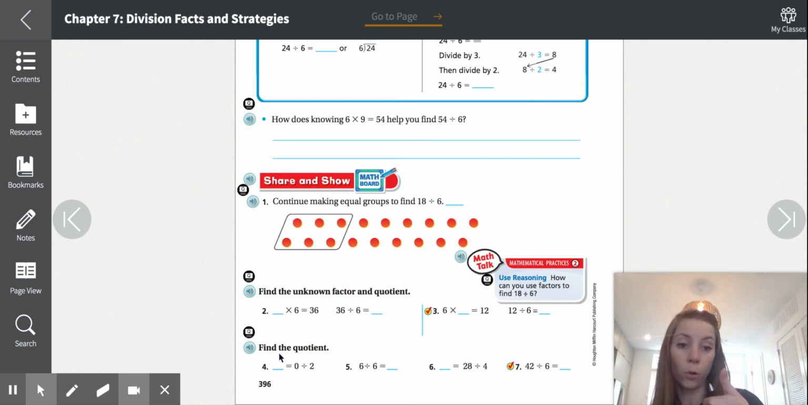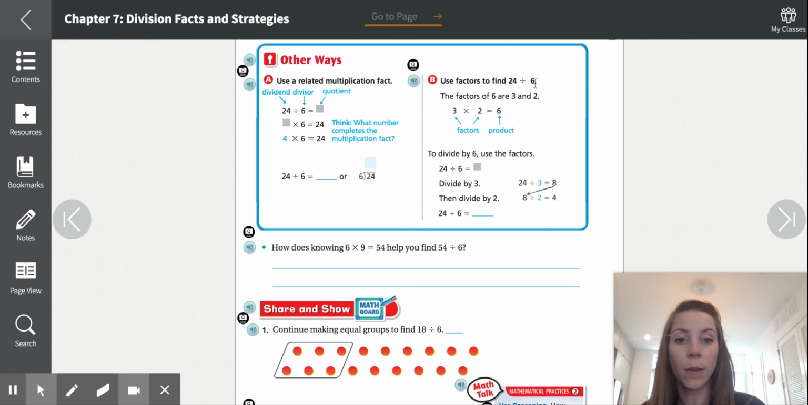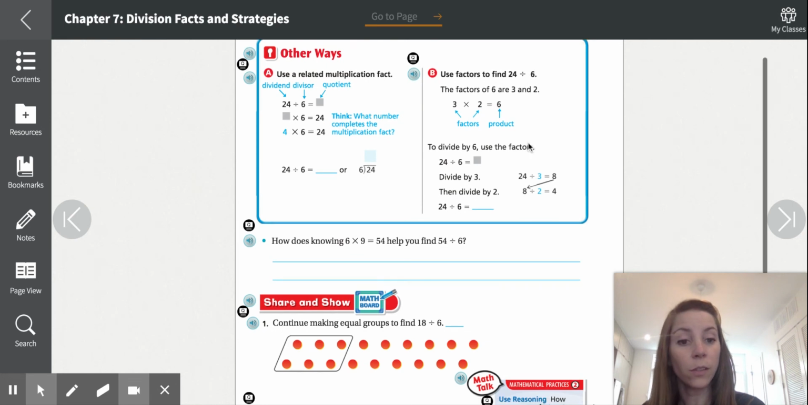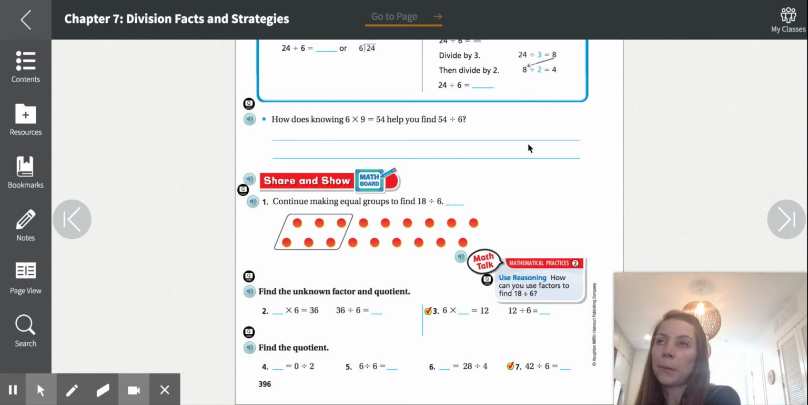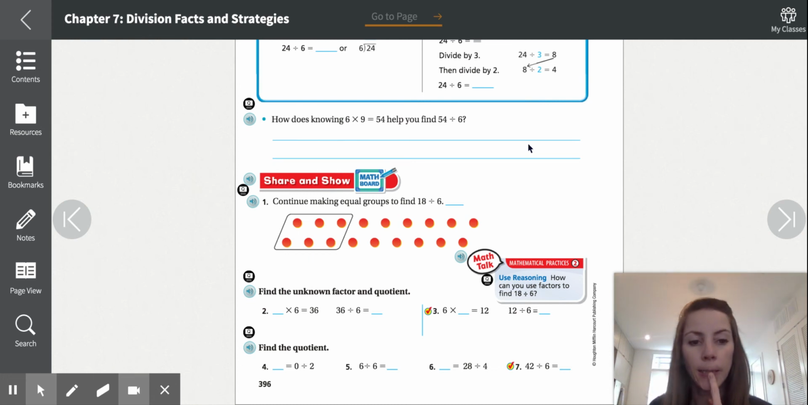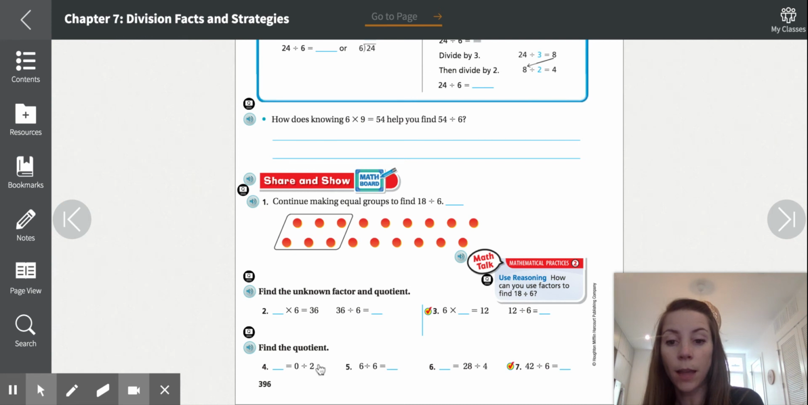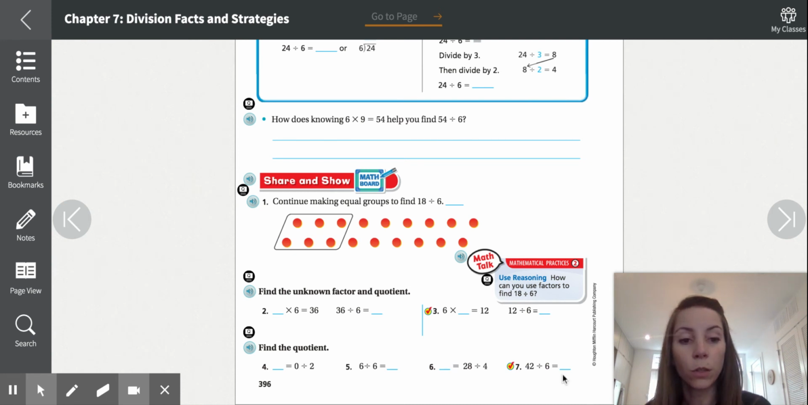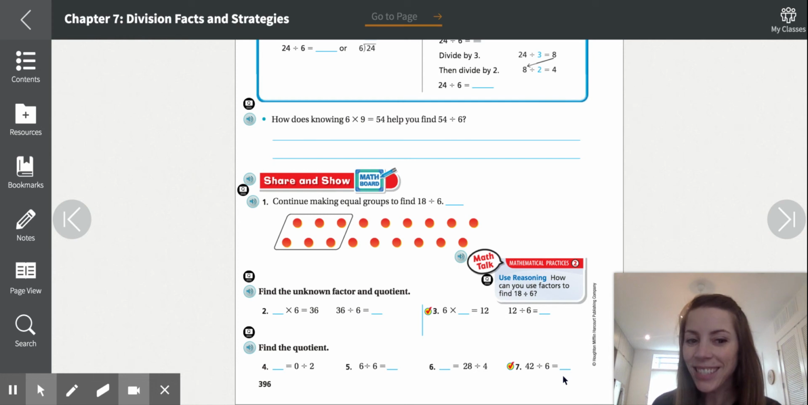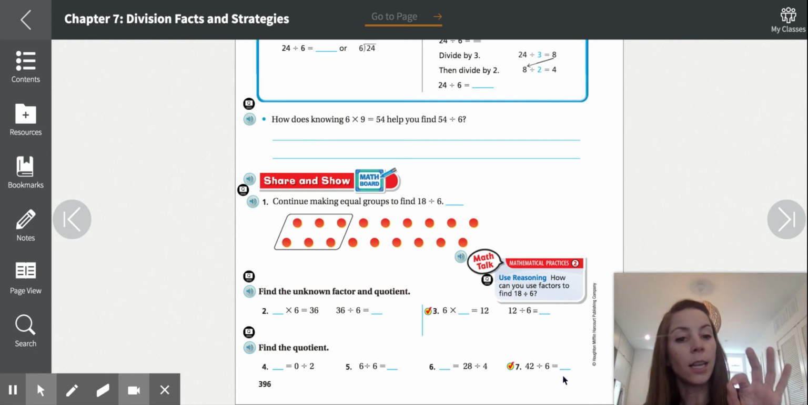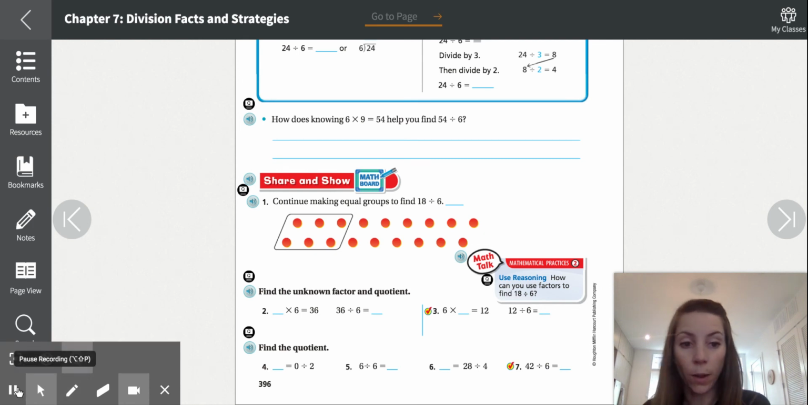You can draw circle groups. You could draw arrays. You could use multiplication facts that you know. You can use this strategy of breaking the divisor down into its factors and do a two-step division problem. What other way have we learned? You can skip count. So anything that you are good at, that's what you can use to solve these at the bottom. But make sure you are sure about your method, and are you really good at it, or are you choosing it because it's the fastest? Pick one that you're good at, even if it takes you a little longer. So pause the video now, try those, and then come back when you're ready to check your answers.